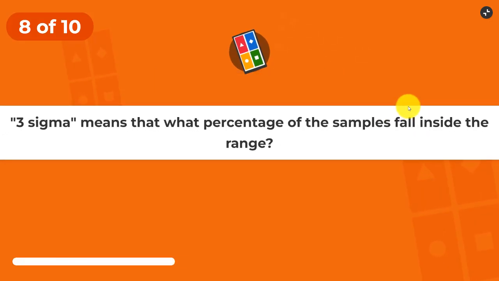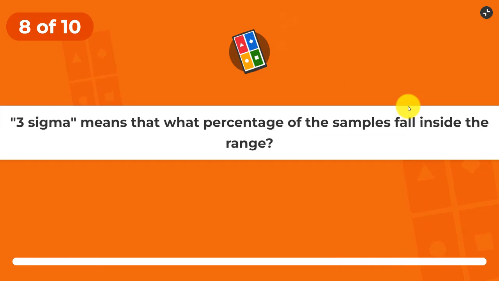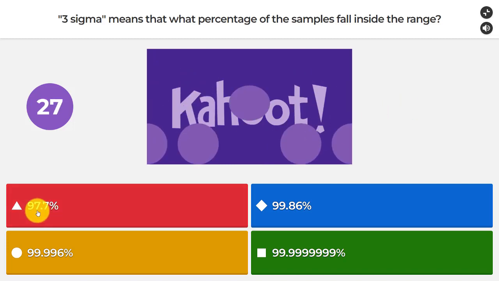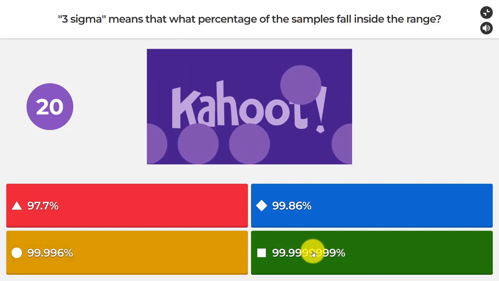Question number 8. 3 sigma means that what percentage of the samples fall inside the range? This was just a quick reminder about probabilities. Is it 97.7%, 99.86%, 99.996%, or all of these 9s over here? How many of them? A lot of them. Well, no, it's going to be 99.86%.